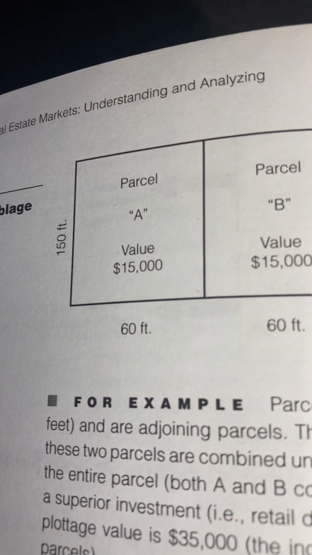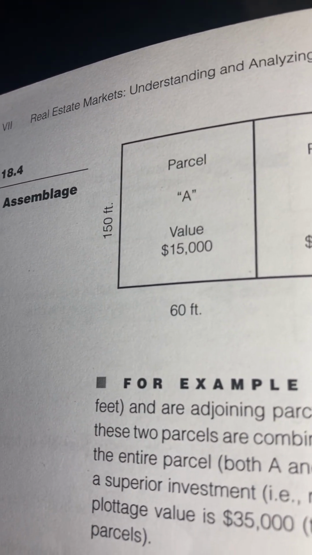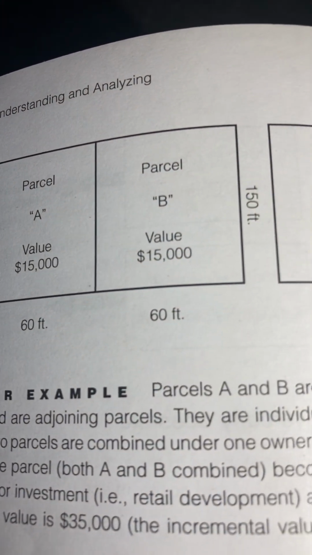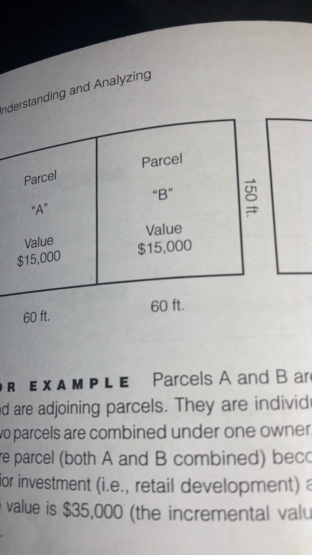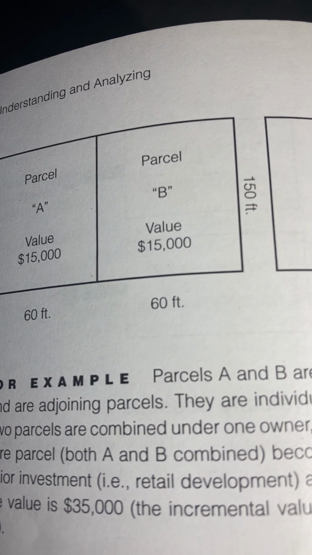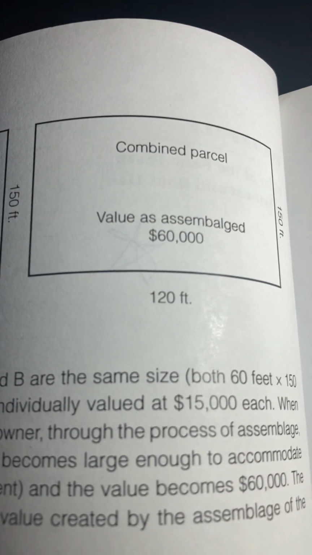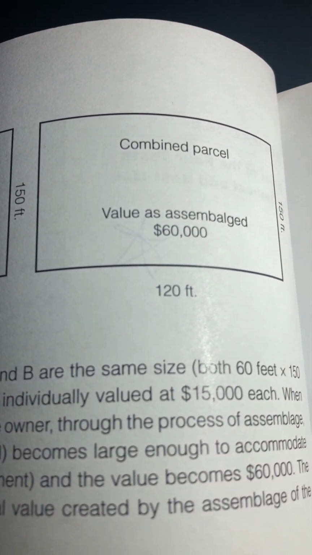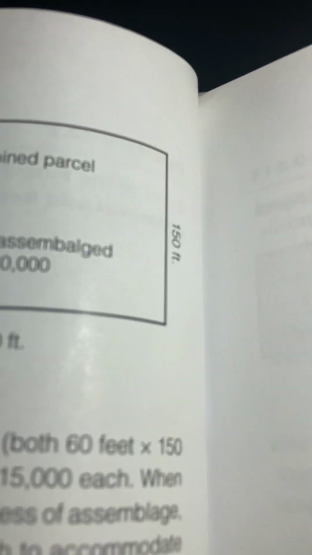It shows parcel A is valued at $15,000. It is 150 feet by 60 feet. Parcel B is valued at $15,000. It is also 60 feet by 150 feet. Here it shows the combined parcel. The value as assembled is $60,000. It is 120 feet by 150 feet.